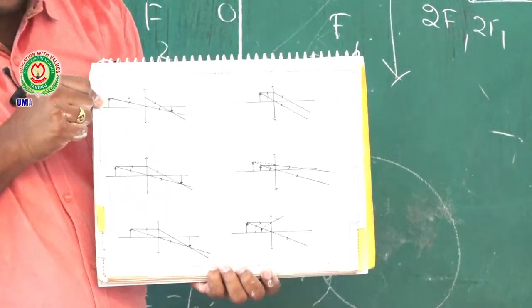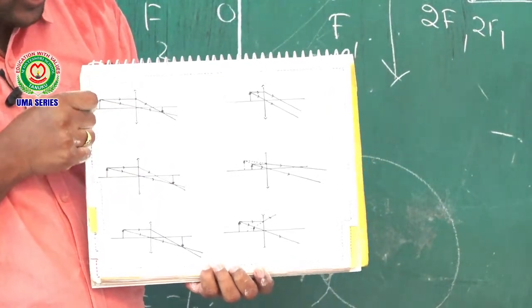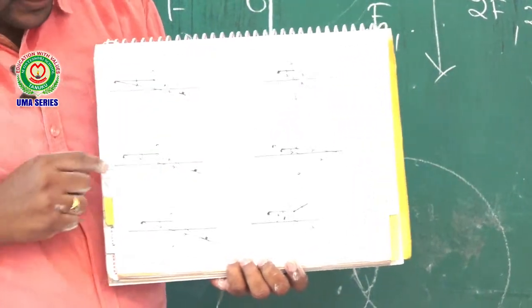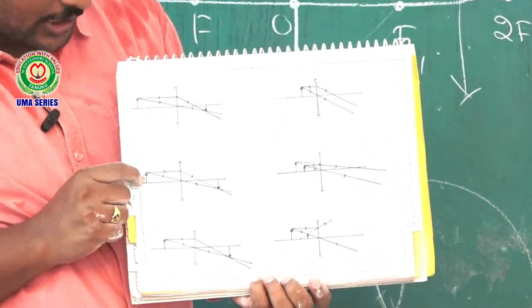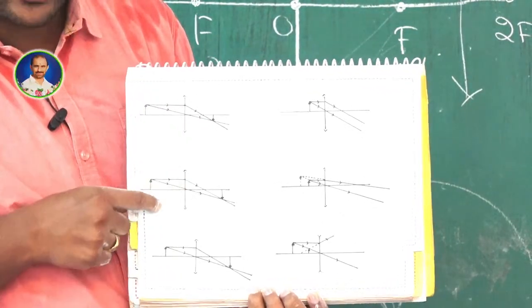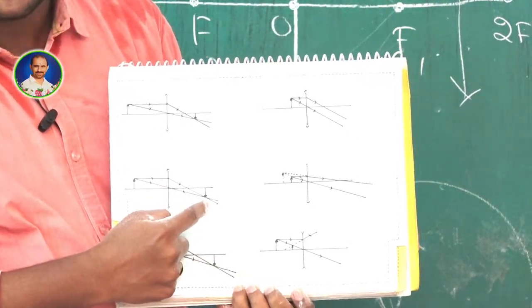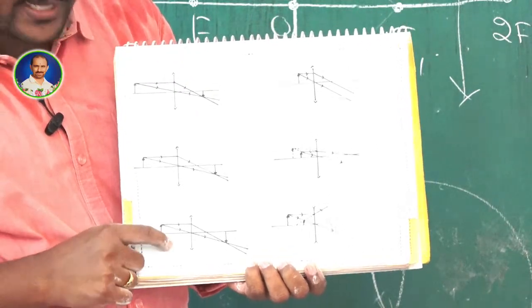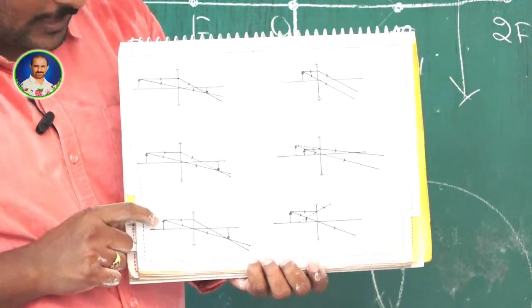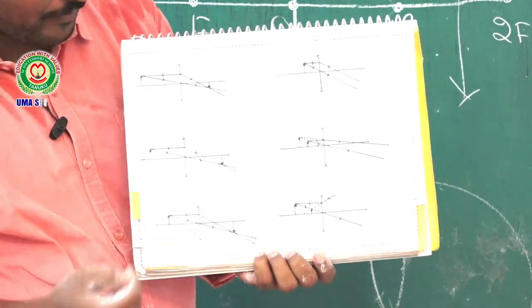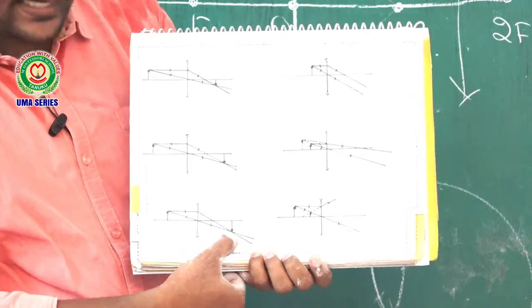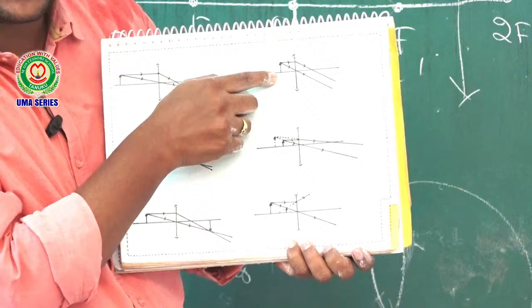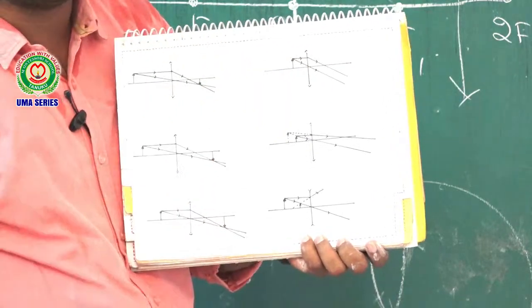So here in the first condition we have placed the object beyond 2f2, the image is formed between f1 and 2f1. In the second case I have placed the object at 2f2, and by using the 2 rules the image is formed at 2f1. The third case I have placed the object between 2f2 and f2, so the image is traced beyond 2f1, and when the object is placed at focus the image is formed at infinity.